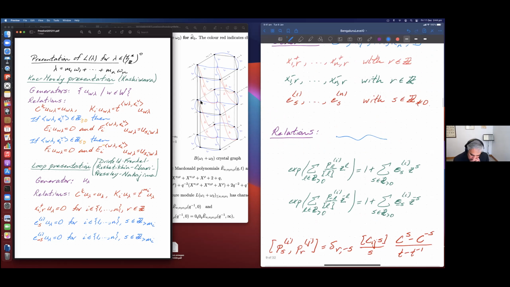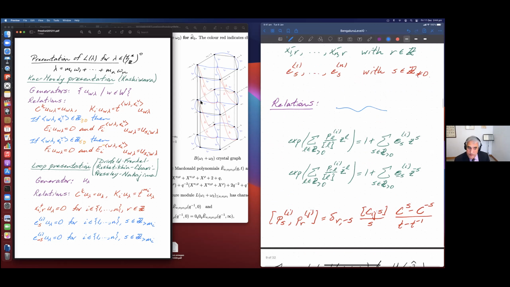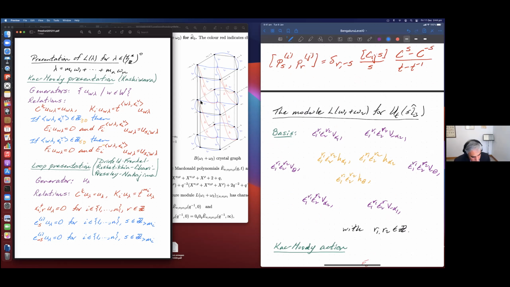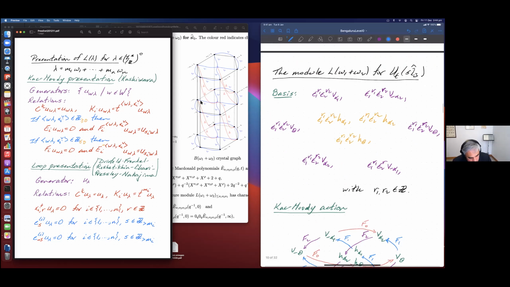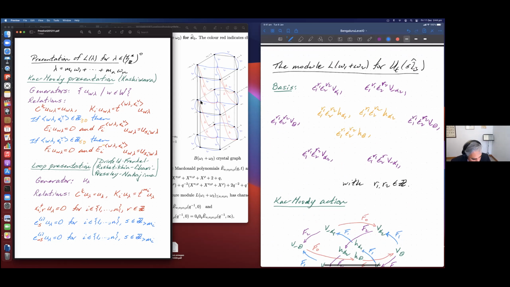Here I've written down the same thing again. And now I want to write down this action. So I'm going to ignore the epsilon_1's and epsilon_2's. So let's pretend for a moment epsilon_1 is some number a_1 and epsilon_2 is some number a_2.